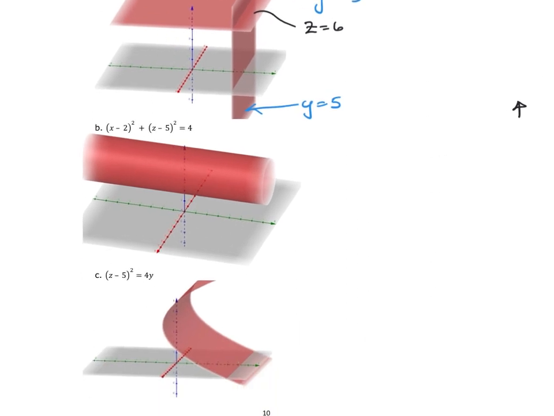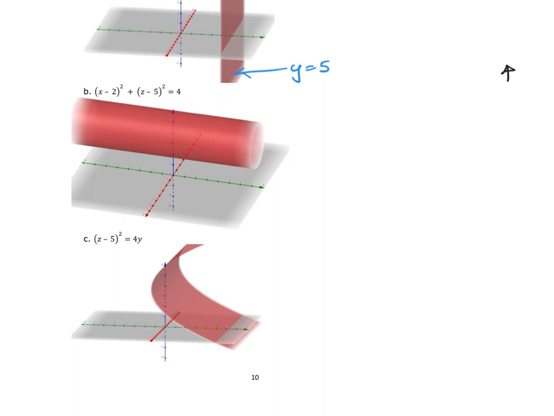Now, when I look at x minus 2 squared plus z minus 5 squared is equal to 4, on the xz plane, it's a circle, but in 3 space, it forms a cylinder. Because y can take on any value, an infinite number of values, it ends up becoming a cylinder.